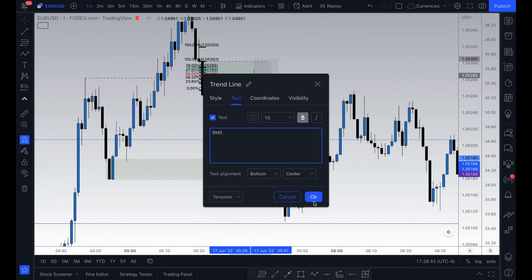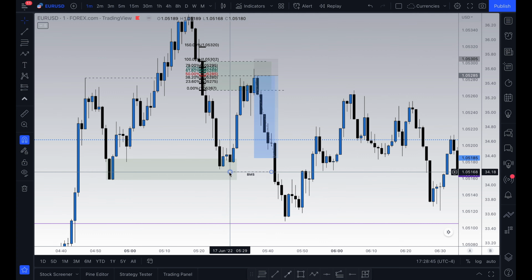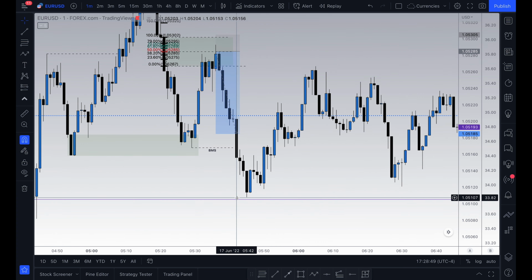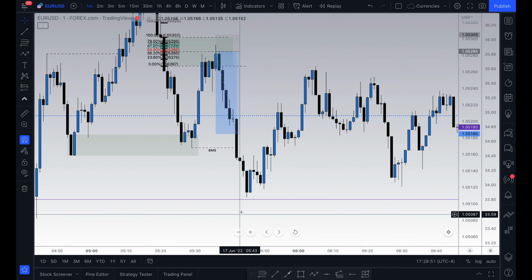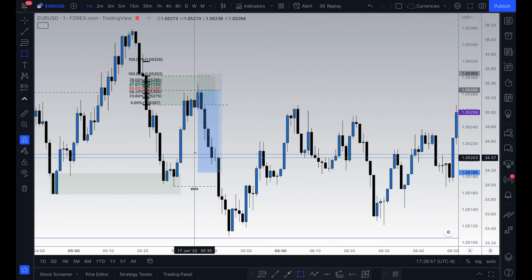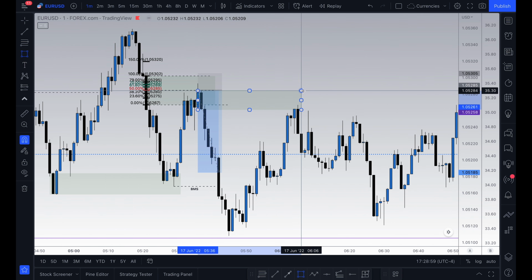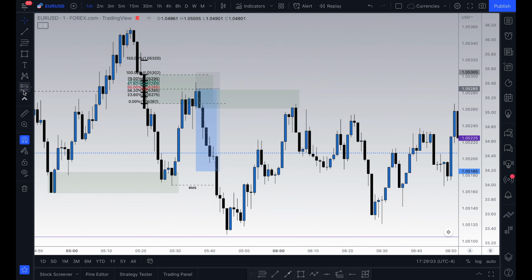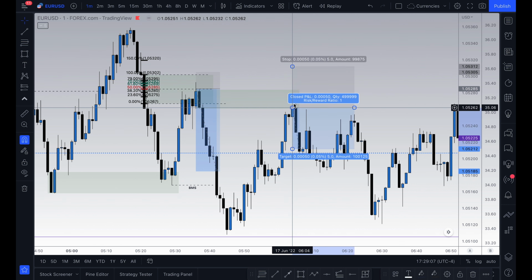in market structure. Okay, so we get a break. We do get that break in market structure. We actually get very close to a pivot point as well. Hit that break in market structure, and then we have another order block right there. Got another order block, and we got another entry.